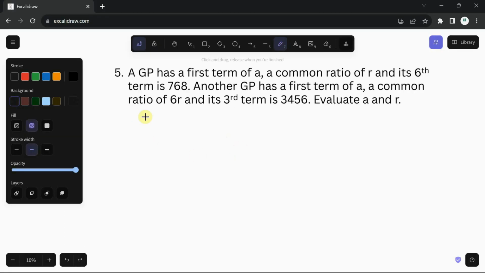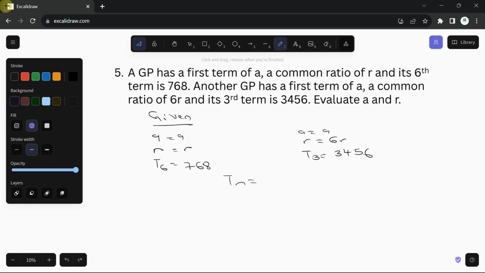So what do we have? If I put our given, we are given two GPs, right? The first one has a first term A, a common ratio R, and the T6. So you can say A is equal to A, R is equal to R, and the T6 is equal to 768. The other one has a first term A, the common ratio is 6R, and then the third term, which is T3, is 3456. So let's evaluate. We know our general formula for Tn. Tn is what?